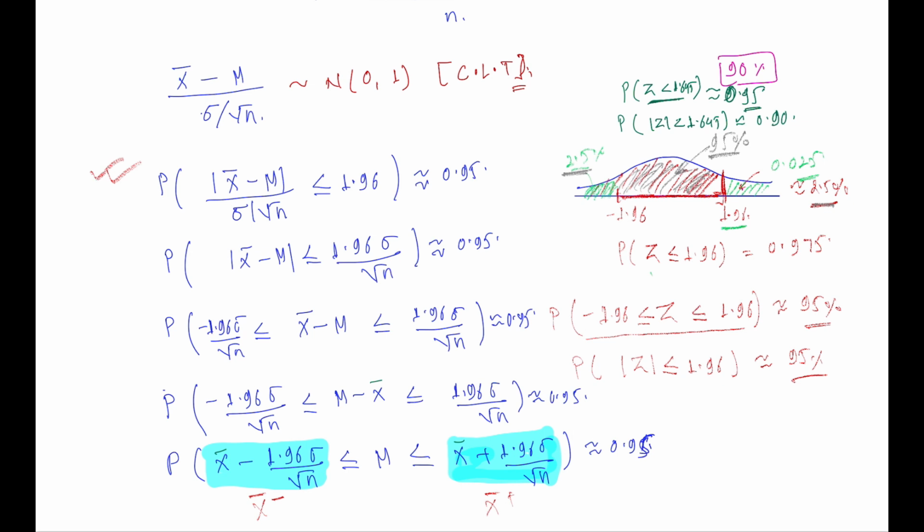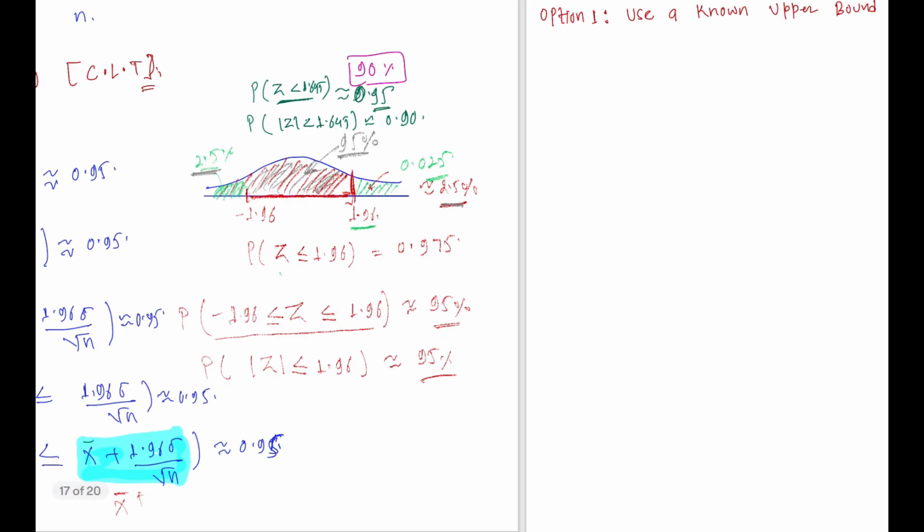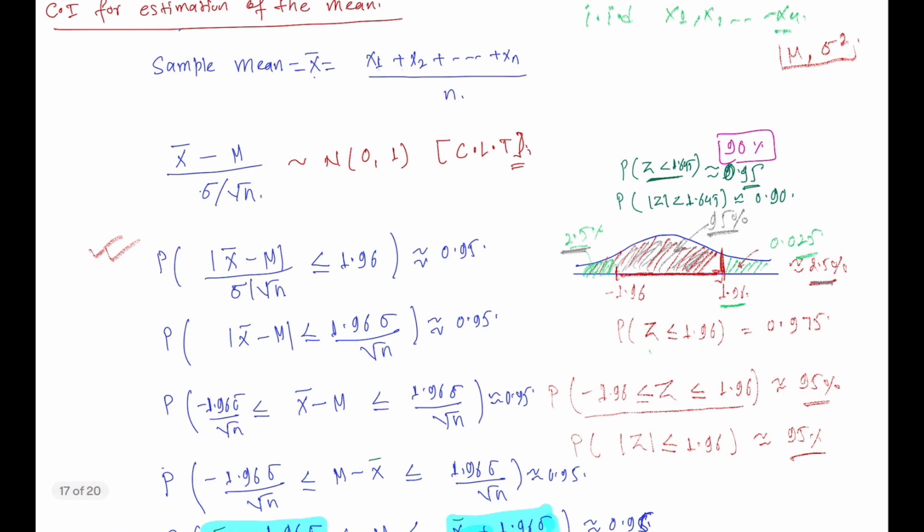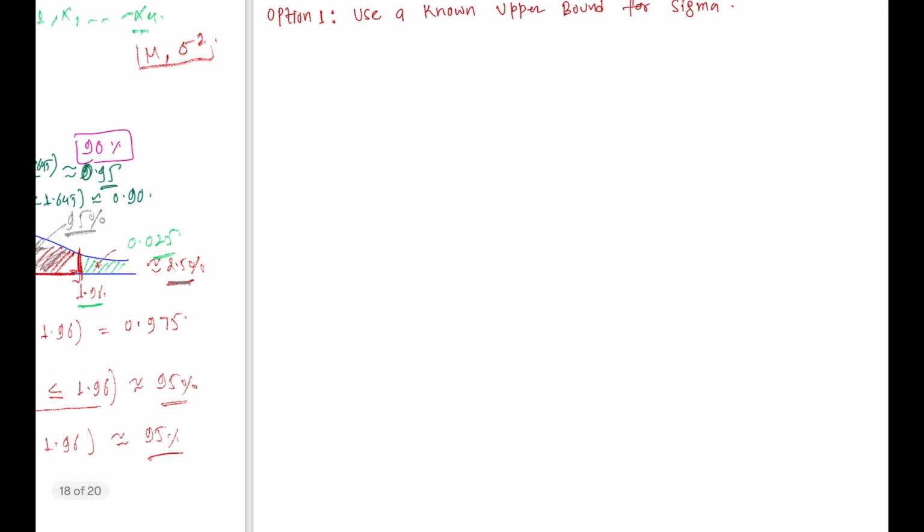But when the sigma is not known, how do we proceed? We have a few options. The first option is to use a non-parametric bound for sigma. So there are a few distributions for which we can have the upper bound, or the maximum value, of the standard deviation. Let's assume that all these random variables are Bernoulli random variables, either they can take the value 0 or 1, right?